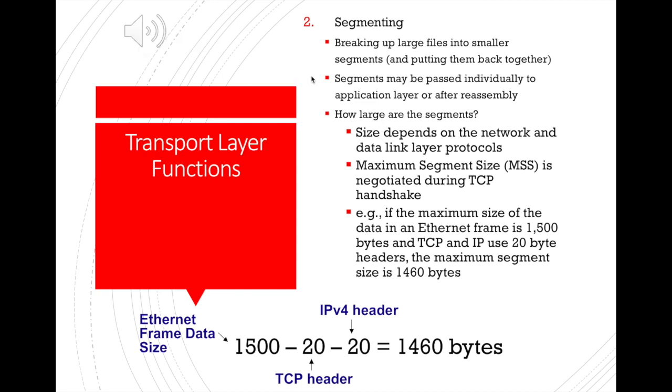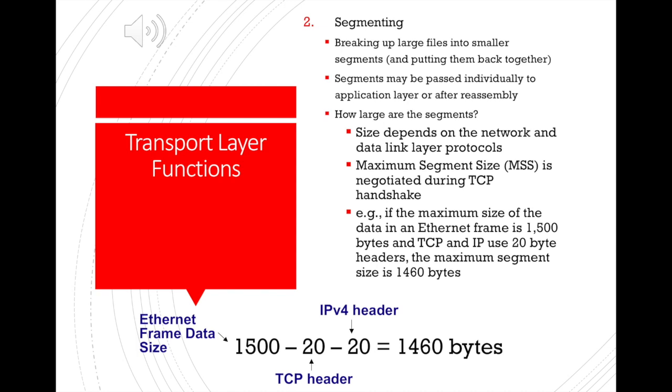Now let's talk about segmenting. As we said, UDP and TCP packets are referred to as segments. Segmenting involves breaking up large files into smaller segments and putting them back together. Remember, that was the segmenting and reassembly that we discussed. Segments may be passed individually to the application layer or after reassembly. So again, there's some flexibility with how that's set up.